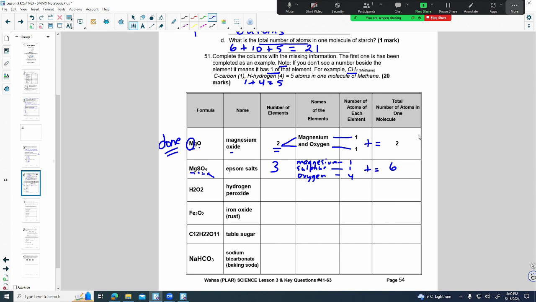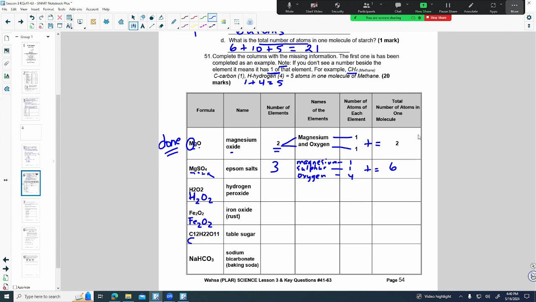Okay, try the next one, hydrogen peroxide. So again, H2O2. Iron oxide, if you're not sure how to do this one, we just did that. It's in your book. So Fe. This one shows you that the subscript is right below the element. Table sugar. Okay, let's try this one.